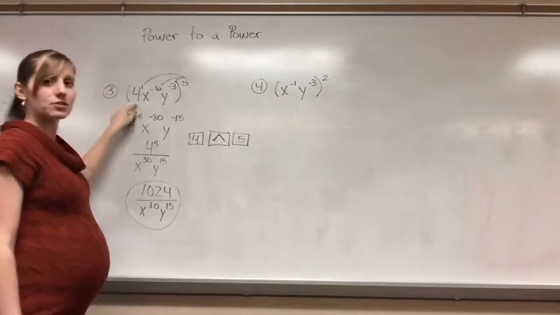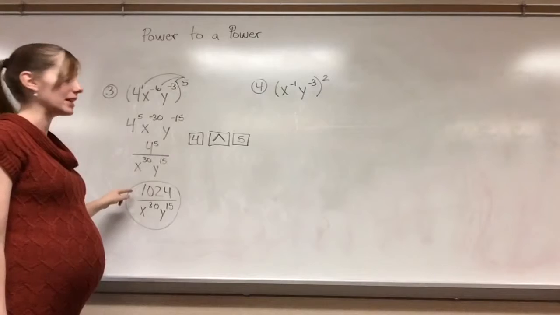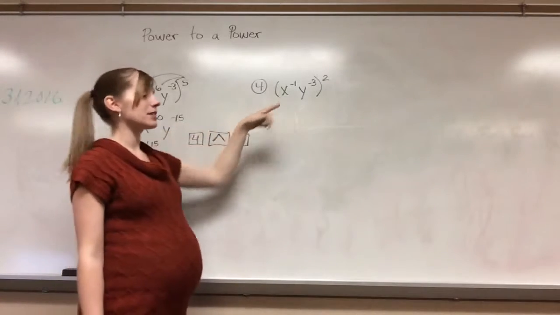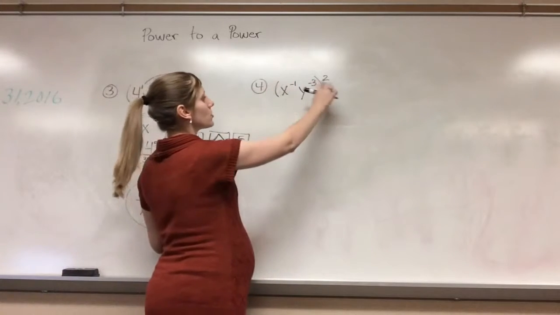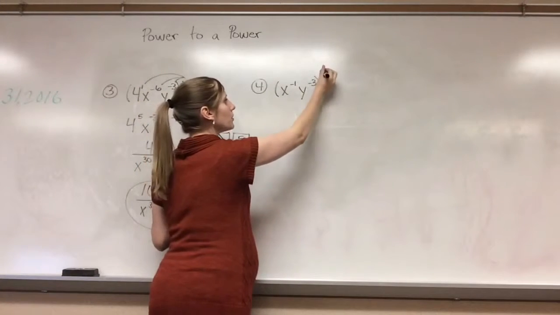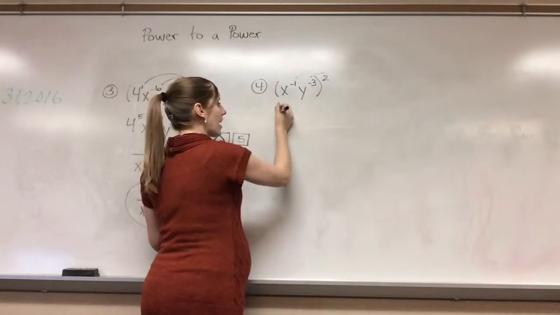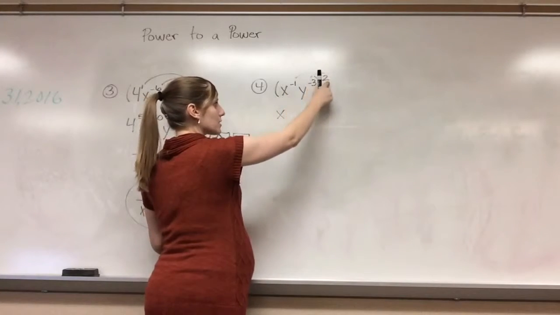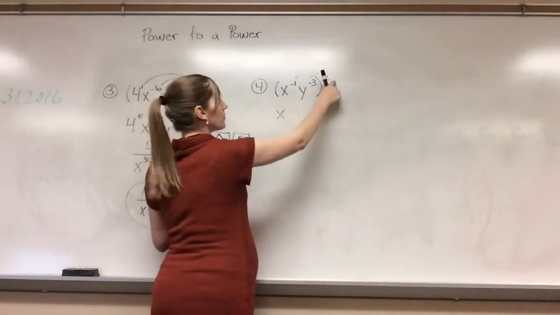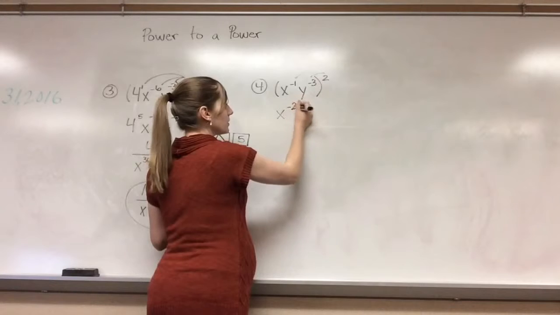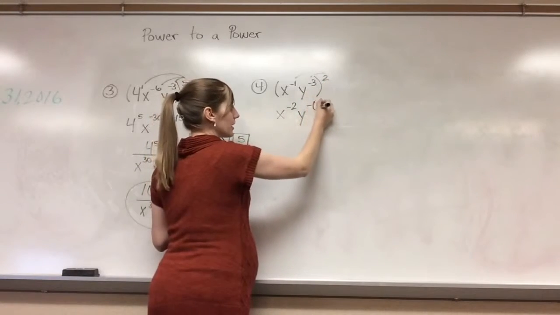Here we had a 4, so we had to actually work it out. We came up with 1024 in the end. All right, but when the number is missing, you can just leave it off, okay? So we're gonna go ahead and distribute our exponent of 2 to the -1 and to the -3. So we're gonna have x, and we multiply exponents for power to a power. So I'm gonna take -1 times 2, and that gives me -2. And then for y, I take -3 times 2, and that gives me -6.